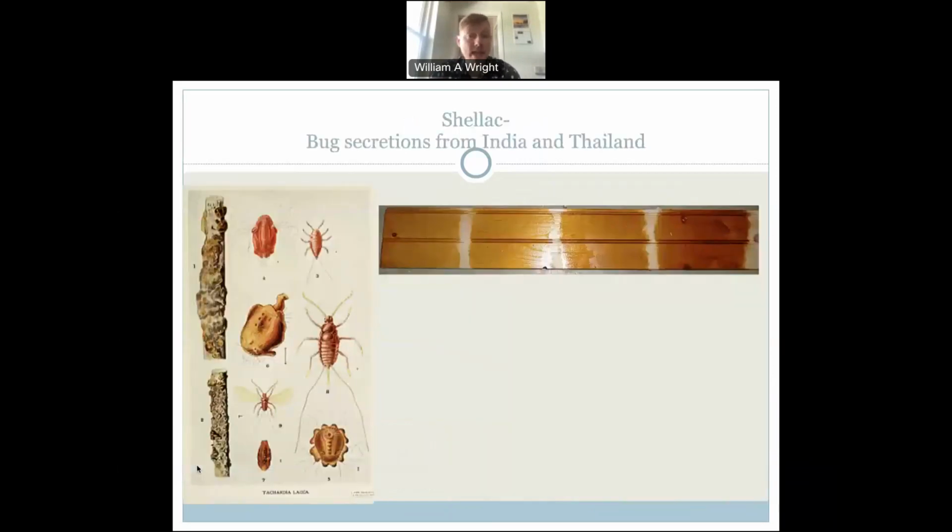In any case, shellac is a modern adaptation of lac. They figured out basically that you can squeeze these specific types of beetles that will secrete a little shiny substance that we call shellac.